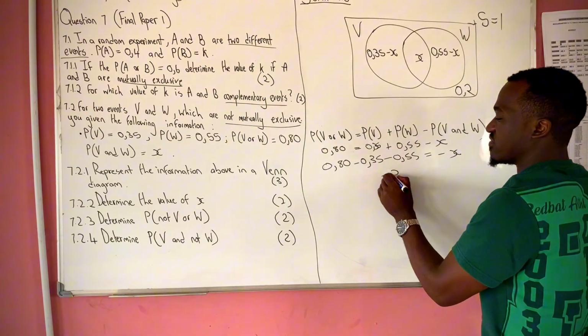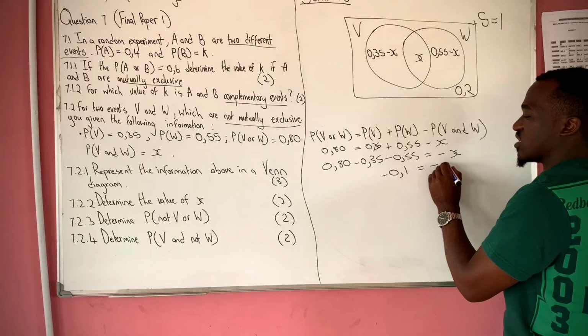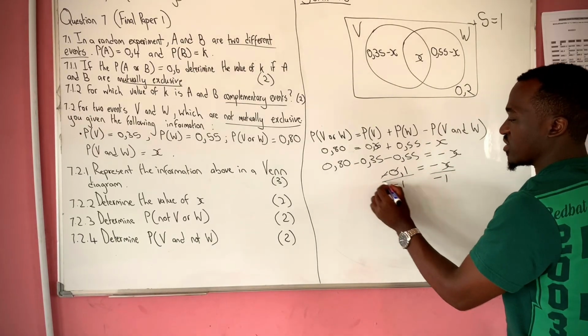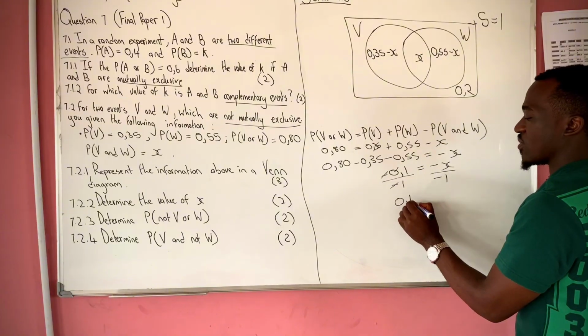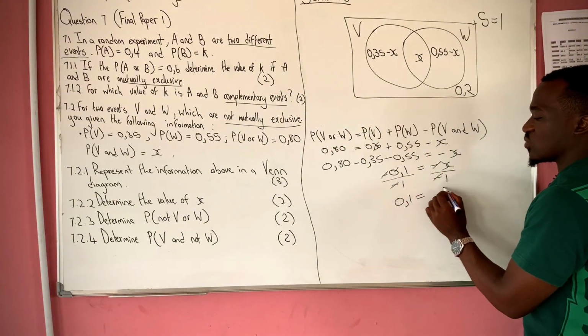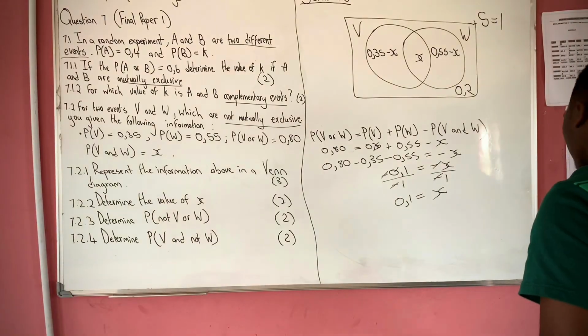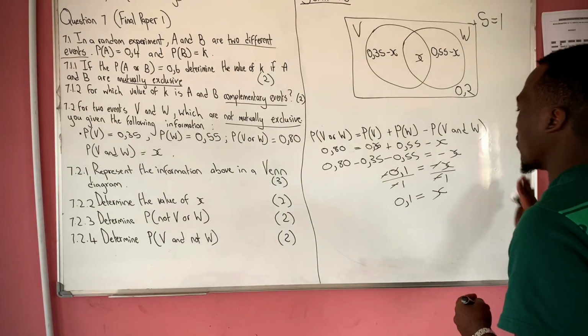This gives us negative 0.1, which is equal to negative X. Then we divide both sides by negative 1. These two cancel, and we are left with 0.1, which is equal to X. So now we know that our X is equal to 0.1. Two methods of solving X that we know.